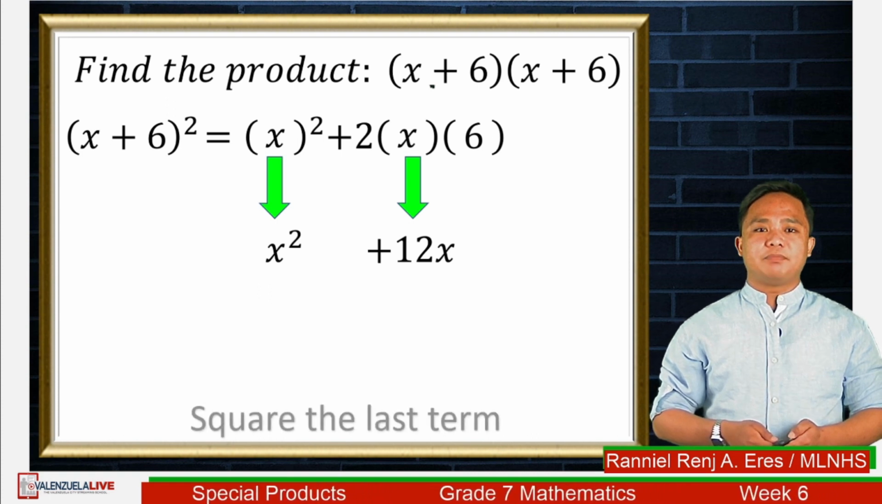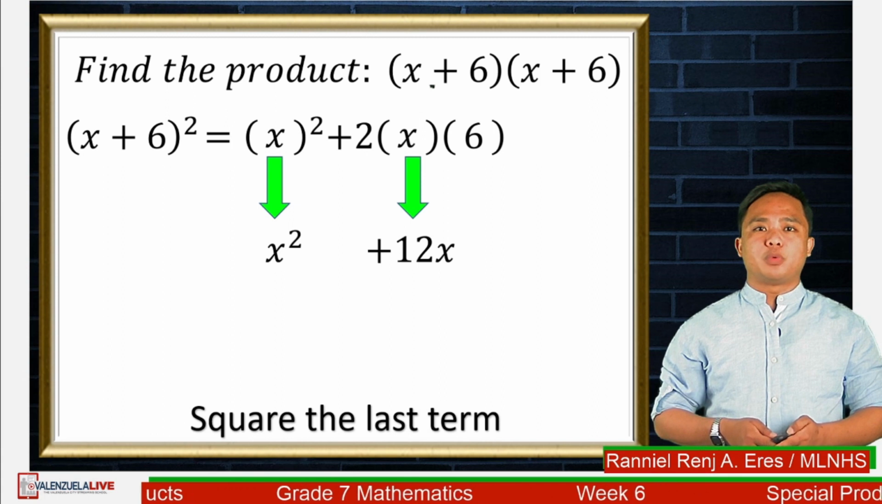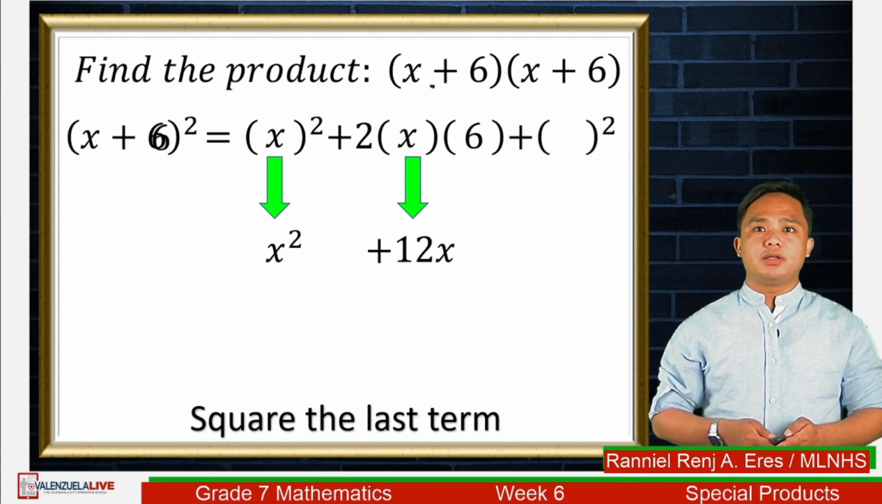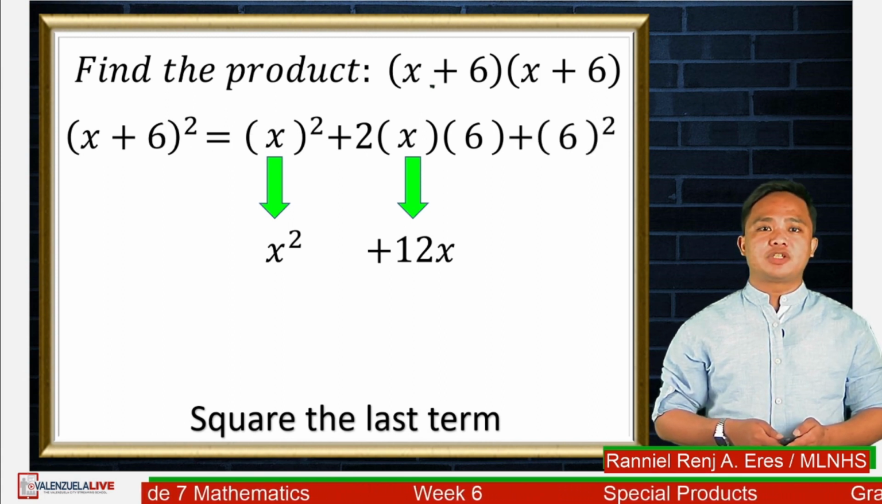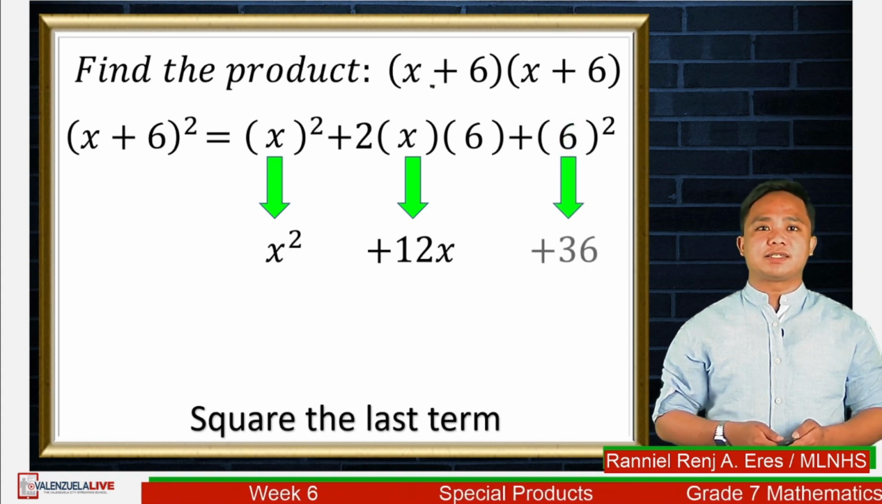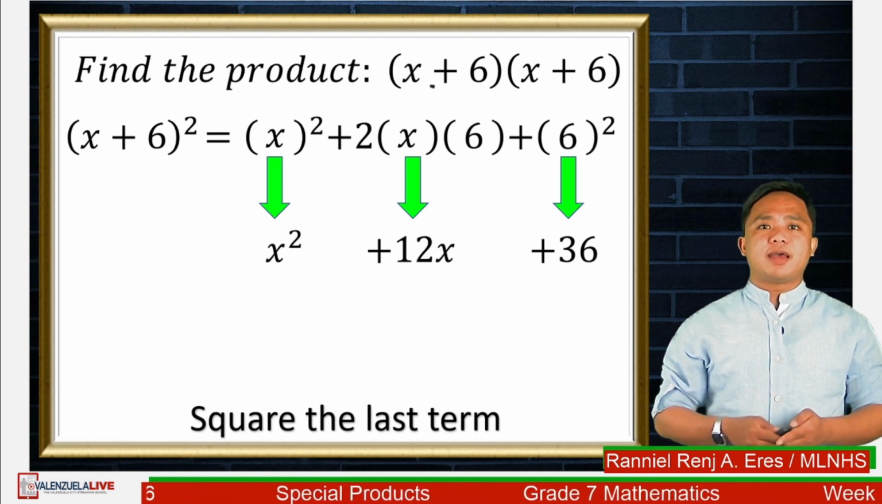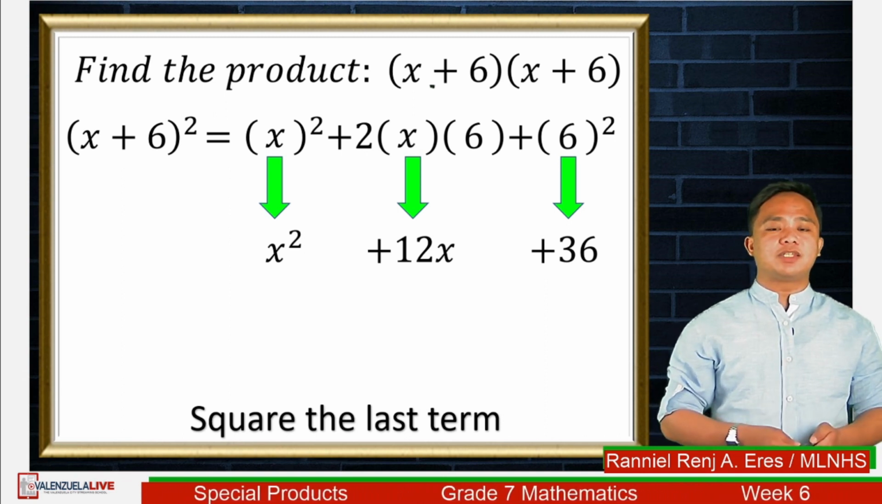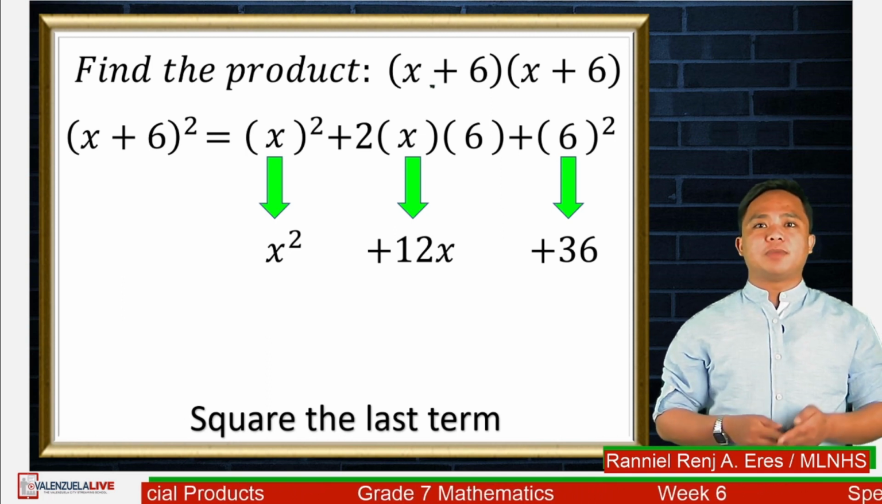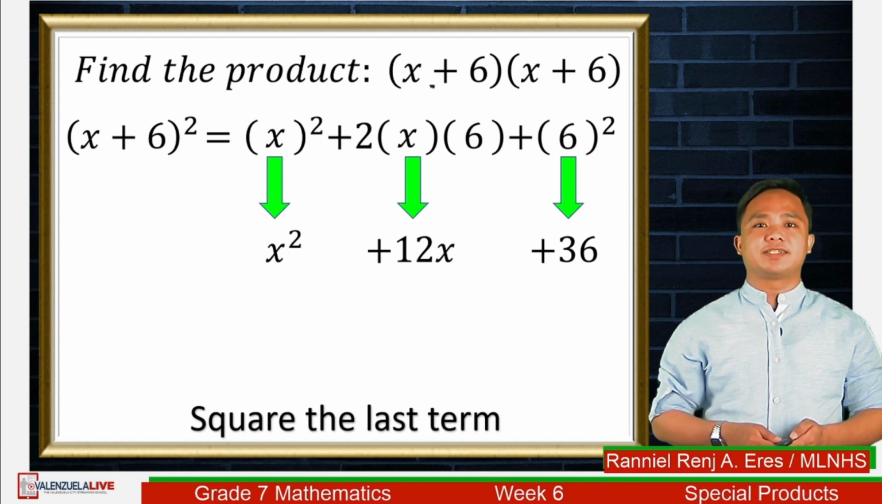For the last step, we square the last term. That is 6 squared or 6 times 6. As a result, we have 36. Therefore, if we simplify x plus 6 times x plus 6, or the quantity x plus 6 squared, the answer is x squared plus 12x plus 36.